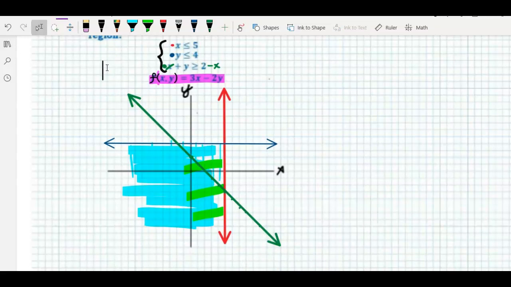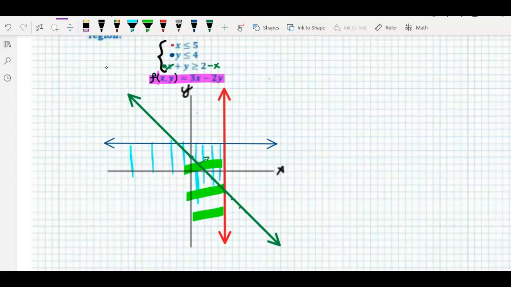And where would it be shaded? It's going to be shaded above the green line, so this direction. Now, if you look at all of the shading, I've shaded left of the red line, below the blue line, and above the green line. It's going to make this triangular region right here.